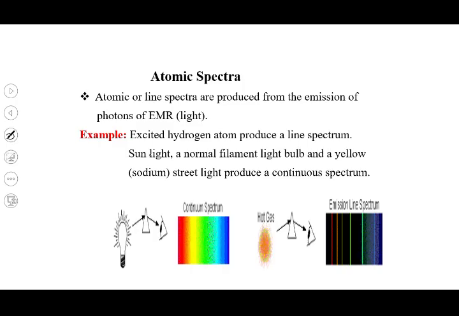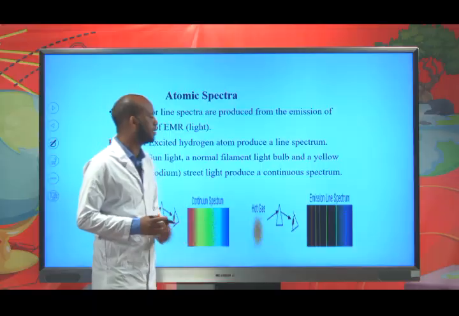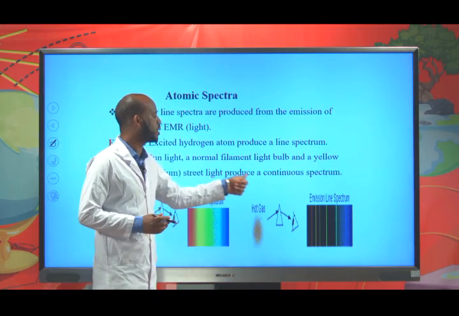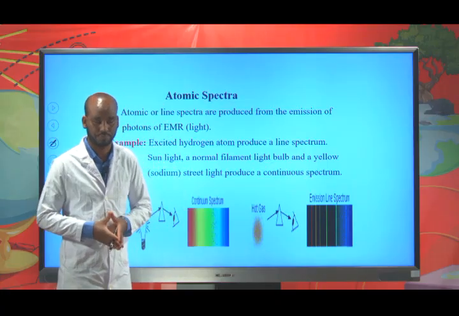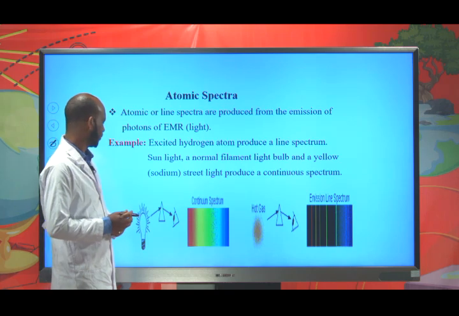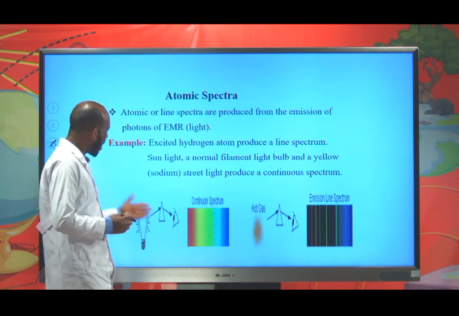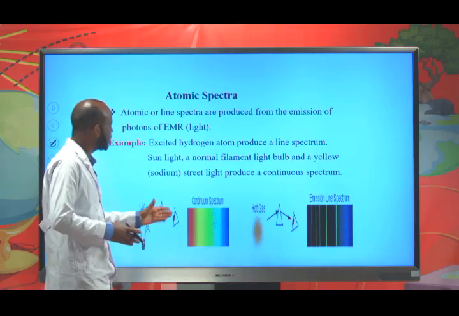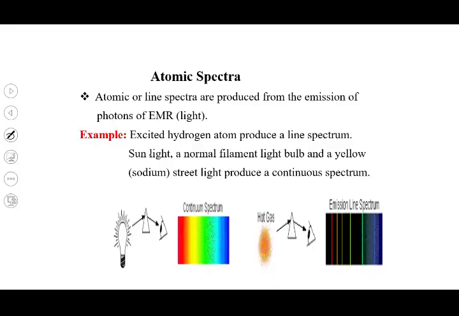Sunlight, a normal filament light bulb, and a yellow sodium street light produce a continuous spectrum. If any white light is allowed to pass through a prism, it produces a continuous spectrum, one color merging into the other without gap.